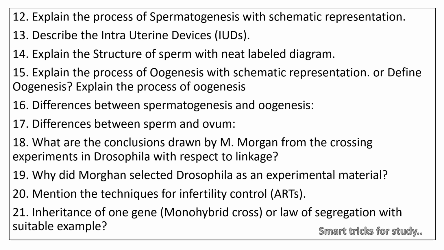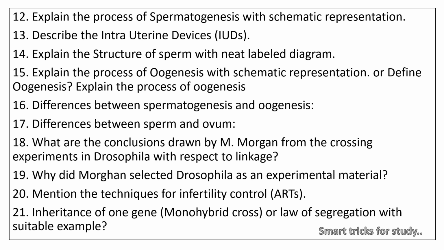16. Differences between spermatogenesis and oogenesis. 17. Differences between sperm and ovum. 18. What are the conclusions drawn by T. H. Morgan from the crossing experiments in Drosophila with respect to linkage? 19. Why did Morgan select Drosophila as an experimental material? 20. Mention the techniques for infertility control, ARTs.